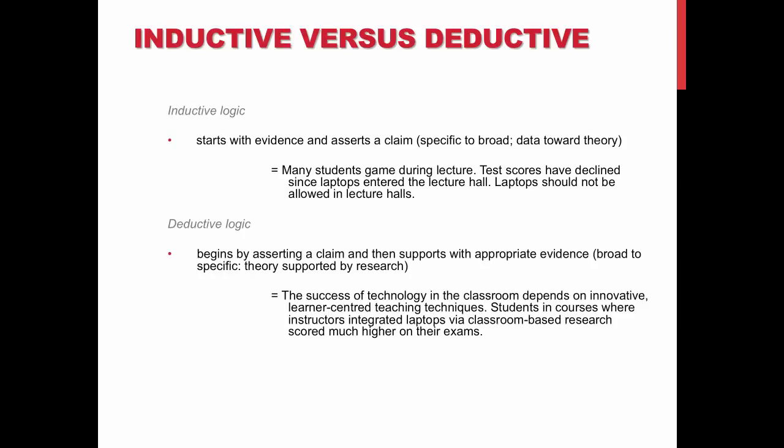So here's an example. Many students game during lecture. Very specific claim. Test scores have declined since laptops entered the lecture hall. Laptops should not be allowed in lecture halls. So this person's moved from a very specific observation to a more general observation, two pieces of evidence, translated into a general claim. And deductive logic, right, it's just the opposite. So you start with a broad claim, and then you introduce or find the evidence that supports that claim. And so you're moving from theory to research, from broad to specific.